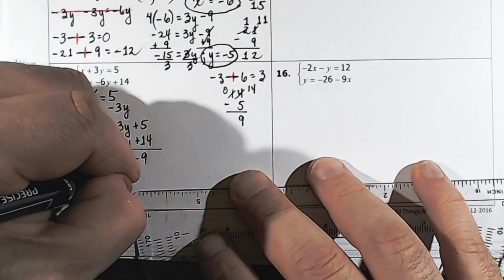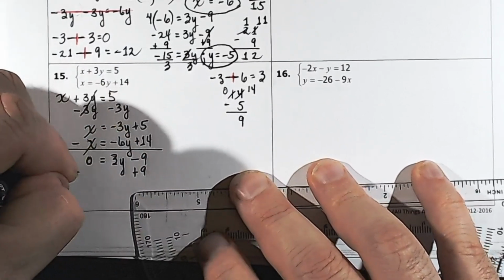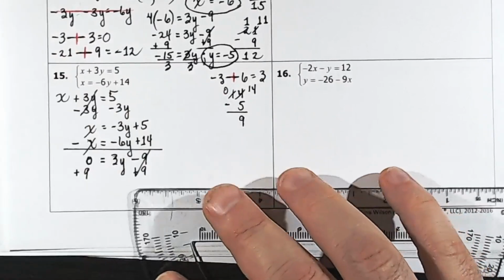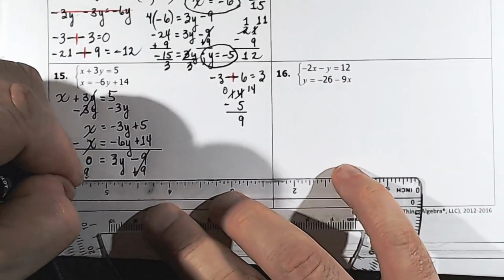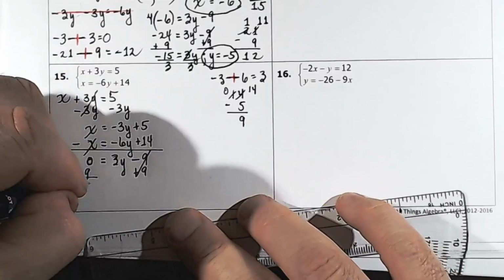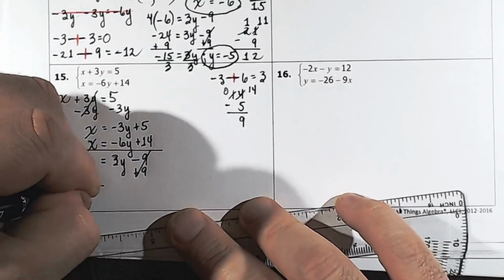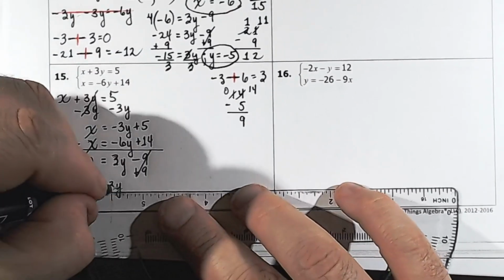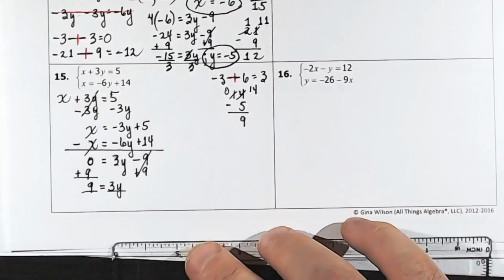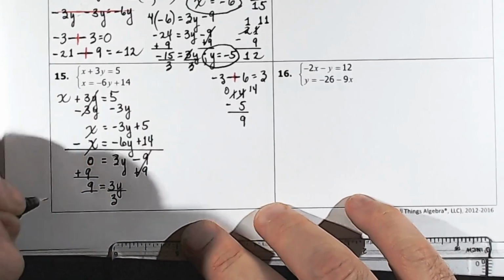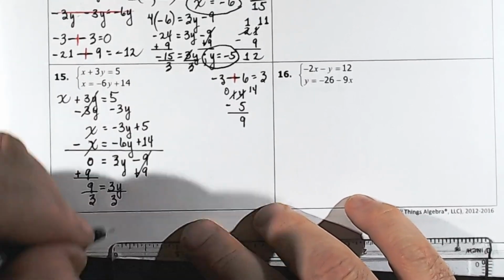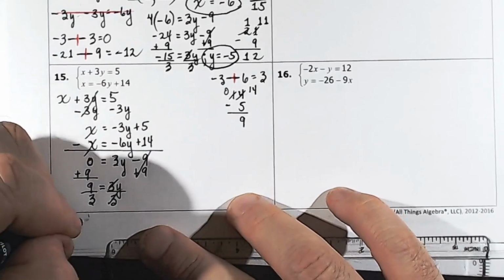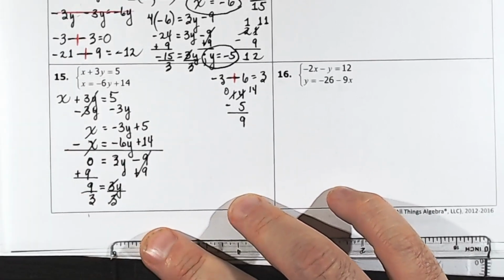Well, now I'll just add 9 to both sides, trying to get y by itself. On the right side, the 9's cancel, and on the left side, I have 0 plus 9, and that's 9, equals 3y. Okay, let me divide both sides now by 3. On the right side, the 3's cancel, and on the left side, I have 9 divided by 3. Now, 9 divided by 3 is 3.